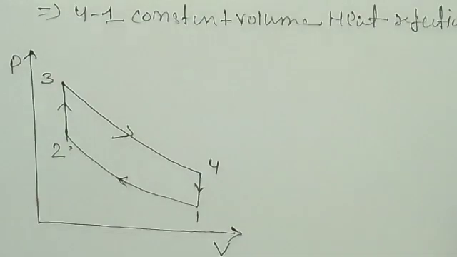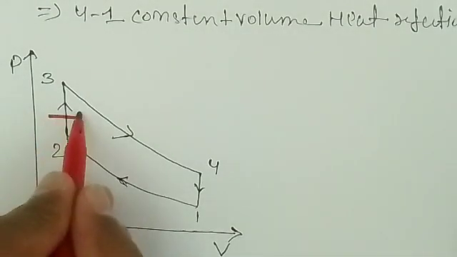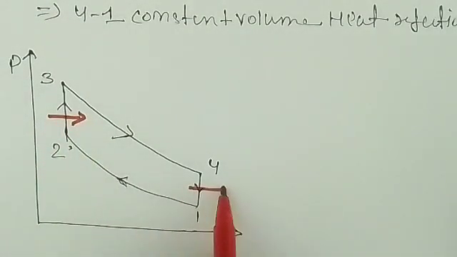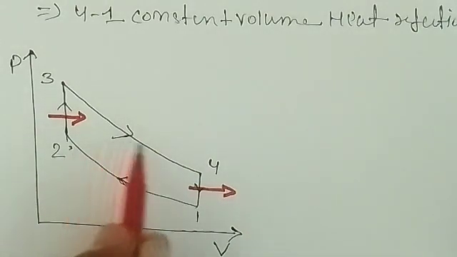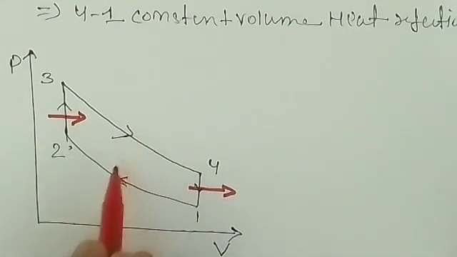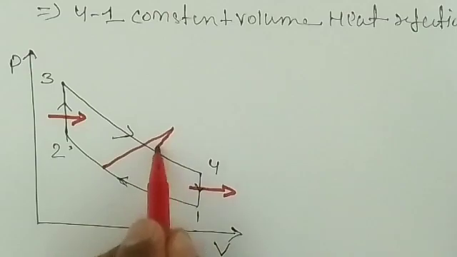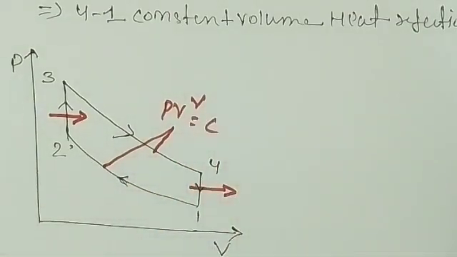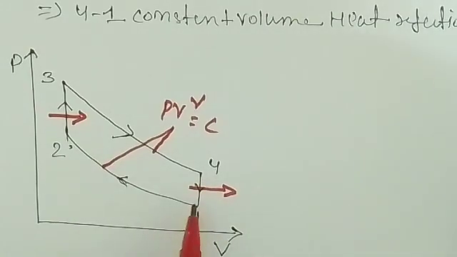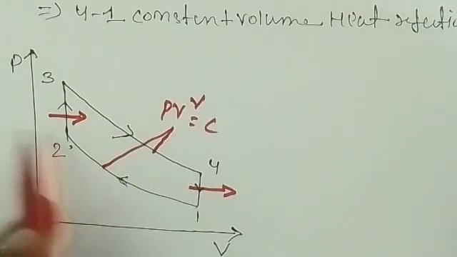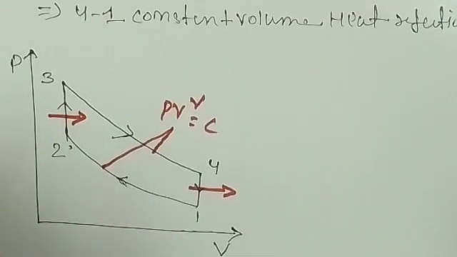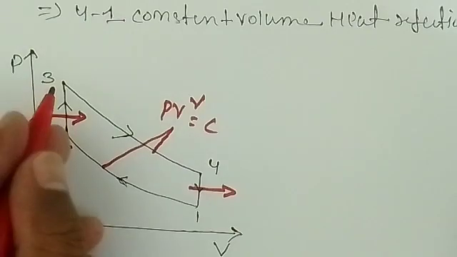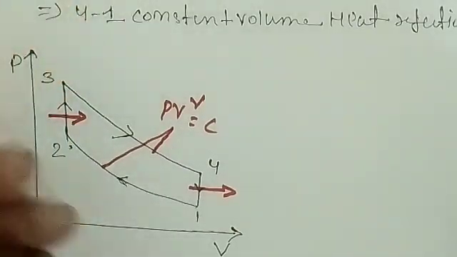Now you can see that here we are adding the heat and here we are rejecting the heat. The adiabatic processes follow the adiabatic law, PV to the power of gamma is equal to constant. At point 1, pressure, volume and temperature are P1, V1, T1. When compression takes place, the pressure and temperature increase but the volume decreases. Again at constant volume, heat is supplied, and temperature and pressure rise.